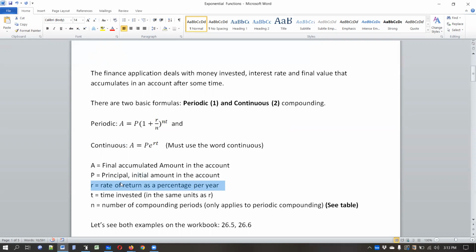We'll see a specific case. And N is the number of compounding periods. And I'm going to discuss what this is because it only applies to the periodic compounding. So as you can see here in this formula, there is no N.